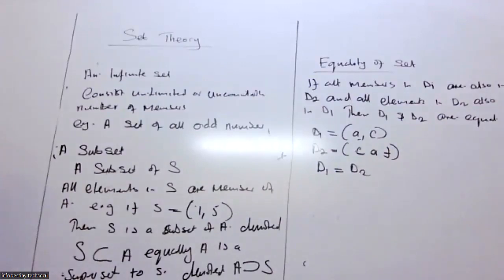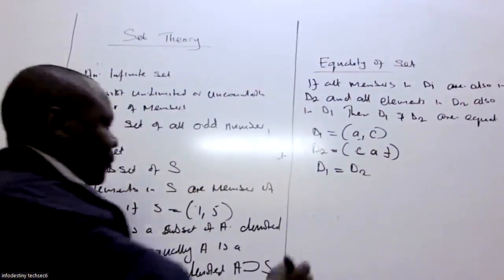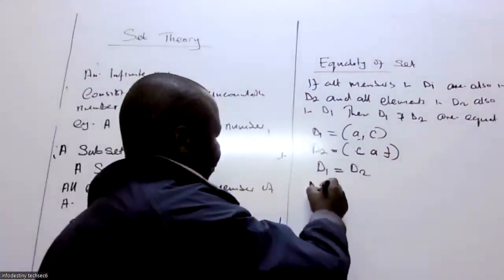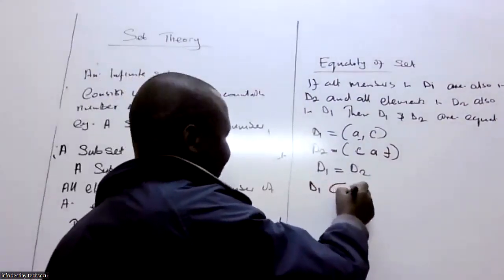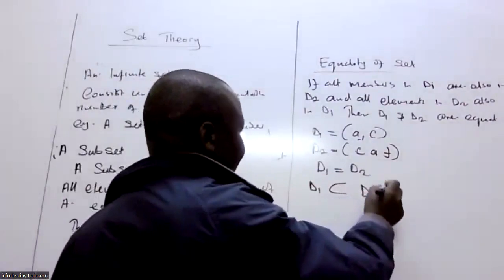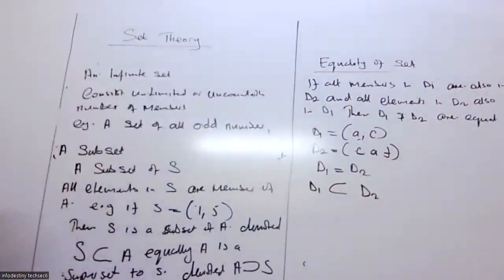Now you can continue further. D1 is a subset of what? D2. D1 is a subset of D2. So we count, that is, each set is a subset of itself.